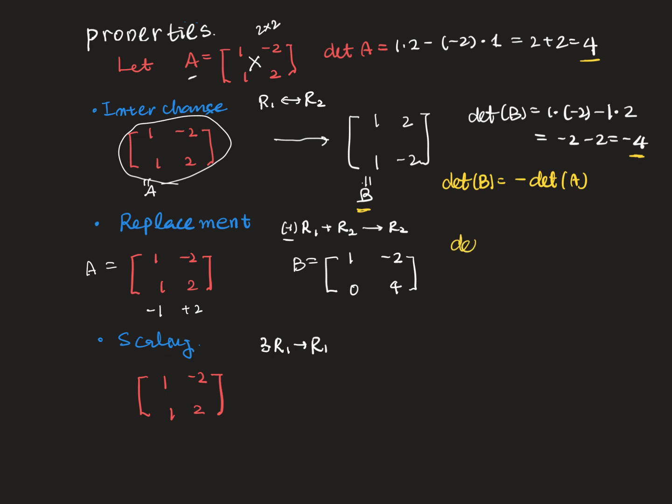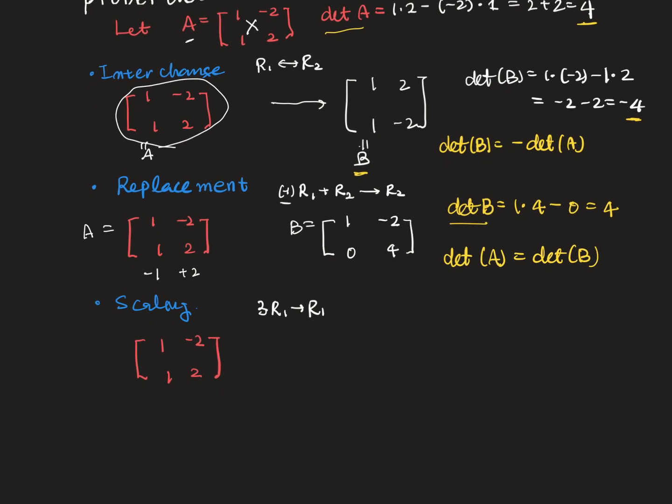So determinant B is 1 times 4 minus negative 2 times 0, that's 0, that's 4. What do you notice? Determinant A is 4, determinant B is 4. Here is a really important property of the determinant. The determinants should be the same. So replacement doesn't change the determinant, okay?